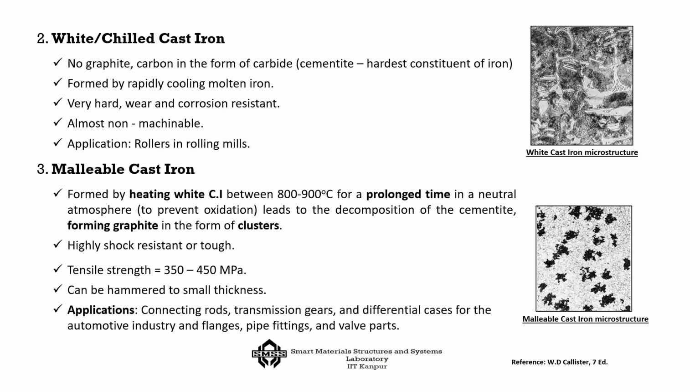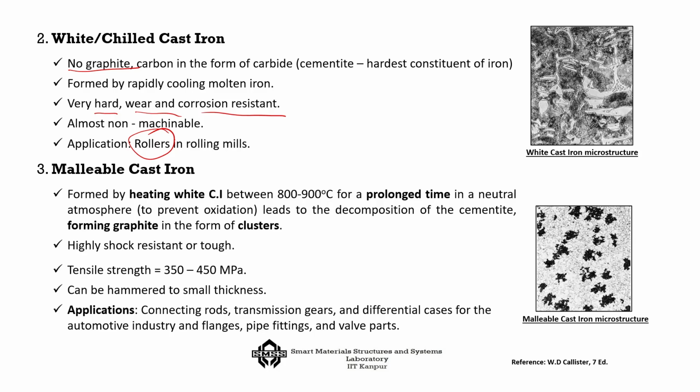In the white chilled one, much unlike the grey one, there is no graphite. So, carbon in the form of carbide you are going to get. This is formed by rapidly cooling molten iron with a large percentage of carbon. So, it is very hard, wear and corrosion resistant, almost non-machinable, and this is used as rollers in the rolling mills.